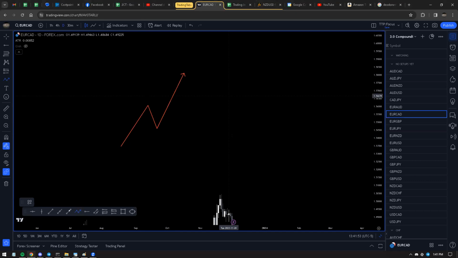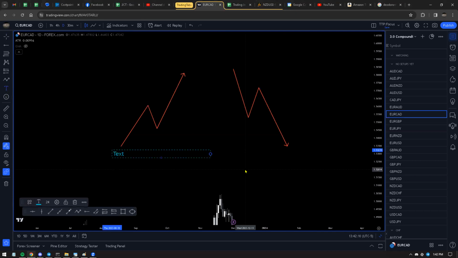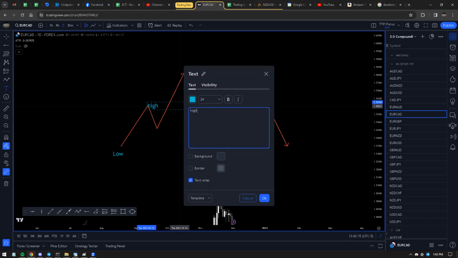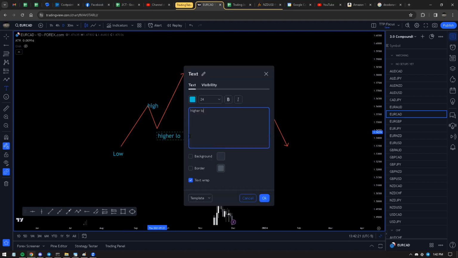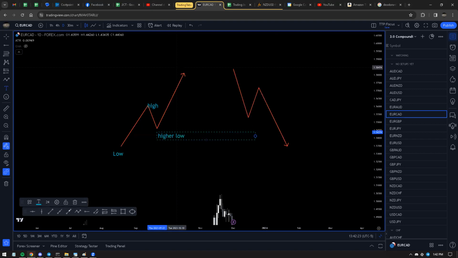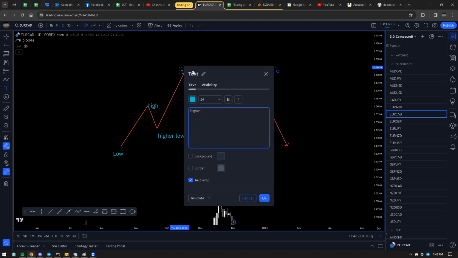In the reverse, you'd start up here, pull back, go down, pull back, and then break that there. The key element here is this is the high, this is the higher low, this is the higher high. So whenever you have particular trends, you have the low here, you have the high here, you have the higher low, and then this completes with a higher high.